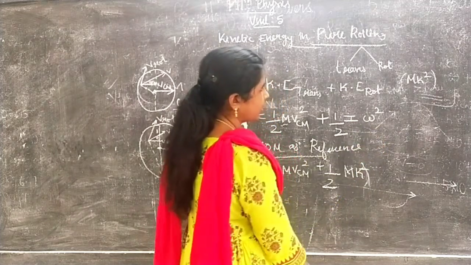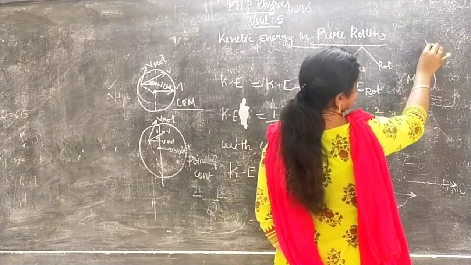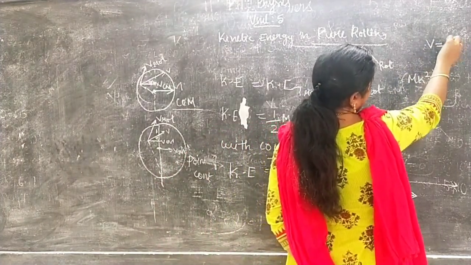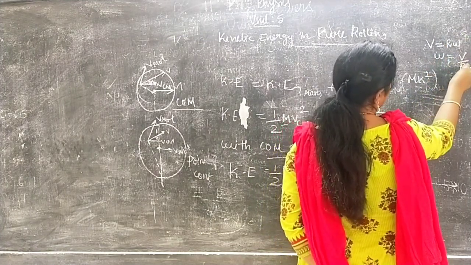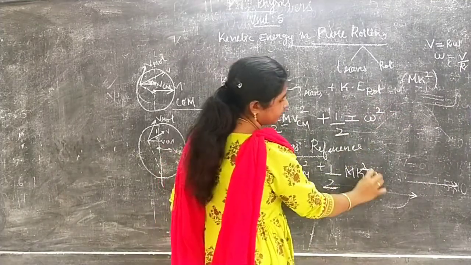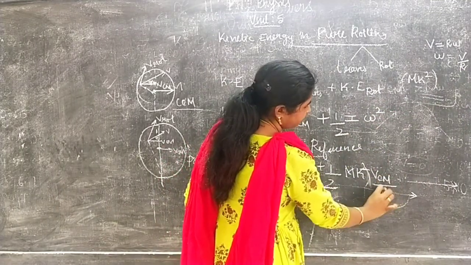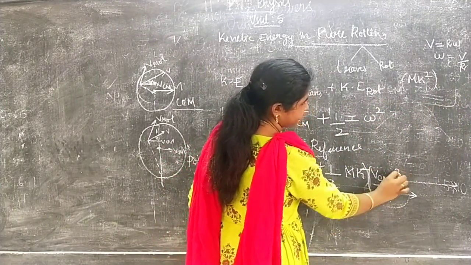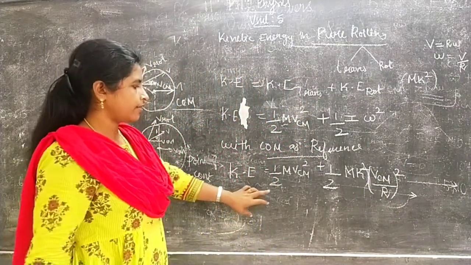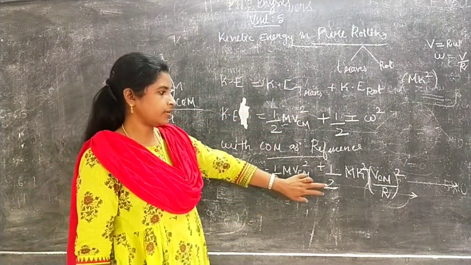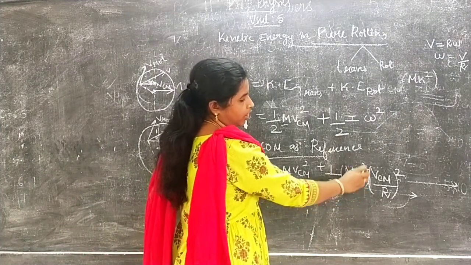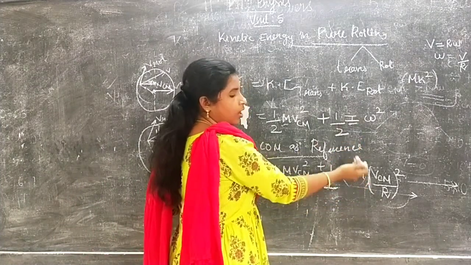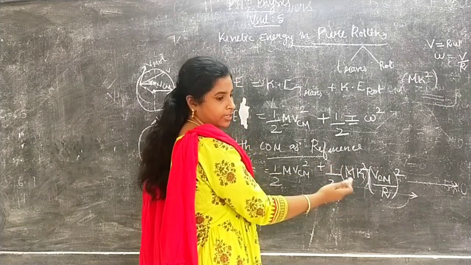What is omega? We know that v is equal to r omega, so omega is equal to v by r. So instead of omega I can write VCM by r, the whole square. Clear? This is the translational part. In case of rotation, I have converted the moment of inertia in terms of mass.